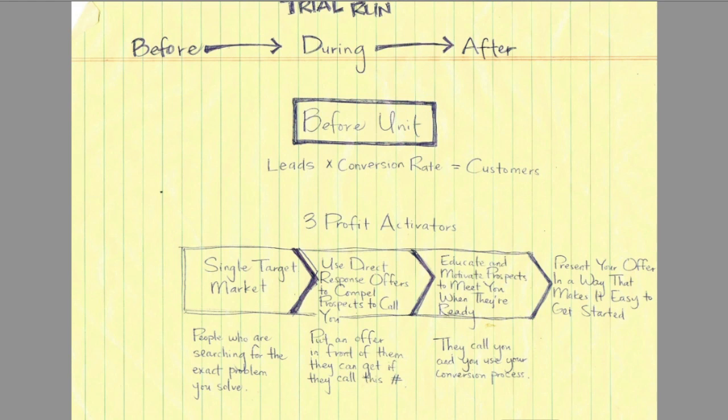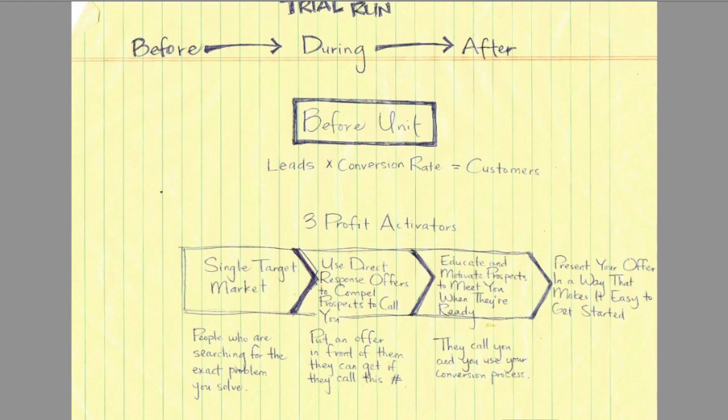I learned this formula a number of years ago. The before unit works like this: you have your leads, and then you have your conversion rate, and that's how you get more customers. Now everyone wants more customers, so there are only two ways to do that. You either get more leads or you have a better conversion process.